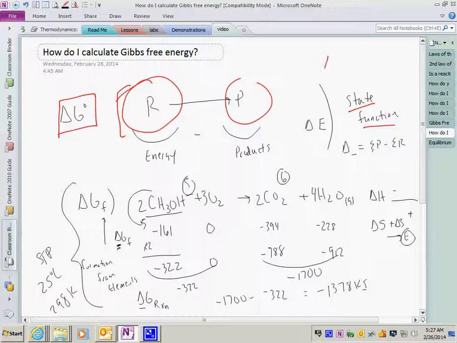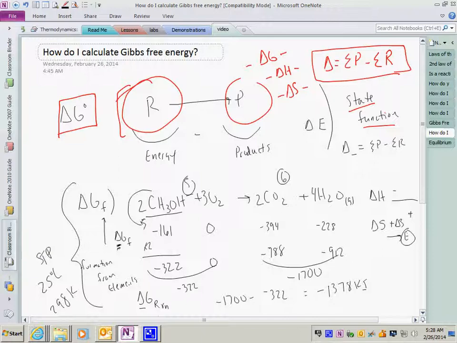That would be the change is equal to the sum of all the products minus the sum of all the reactants, and they're all calculated the same way, whether it's delta G, delta H, or delta S. Again, I've highlighted how to calculate delta H off your charts, delta S off your charts, and now I'll do a third example, albeit it is exactly the same.